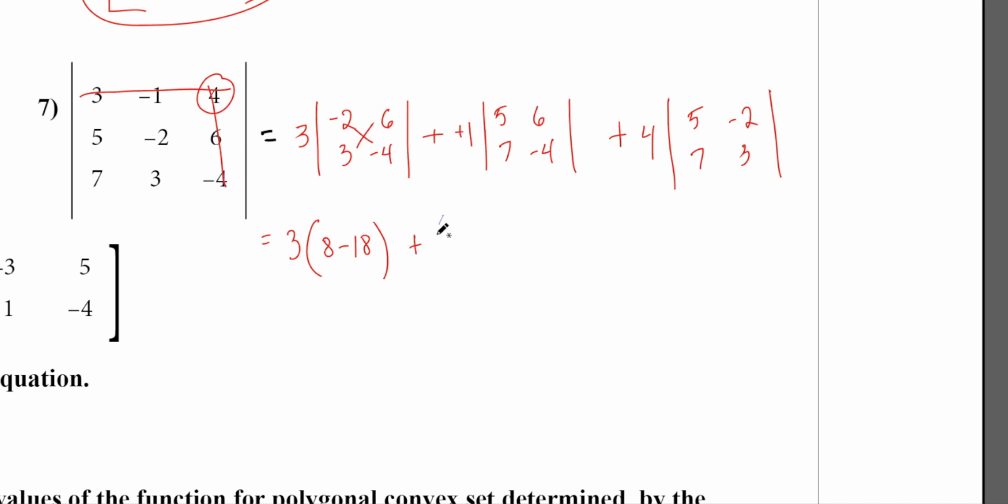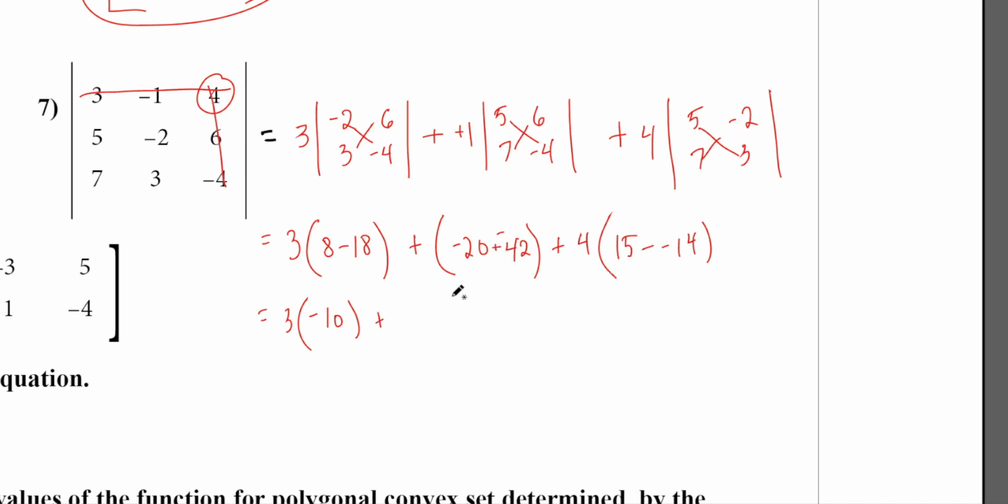Whoops. And let's do the same thing. So we crisscross, so it's negative 20 minus 42. And we'll do that math in a minute. Plus 4, parentheses, crisscross, 15 minus negative 14. So that's going to be a plus in a second. Everybody good? Anybody still here? All right, so do this math. That's negative 10 plus, what's that? Negative 62.